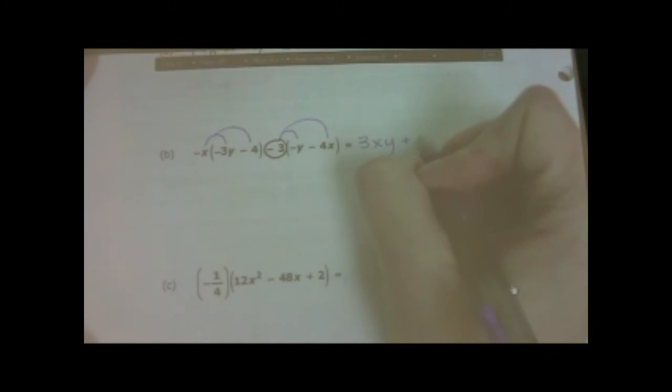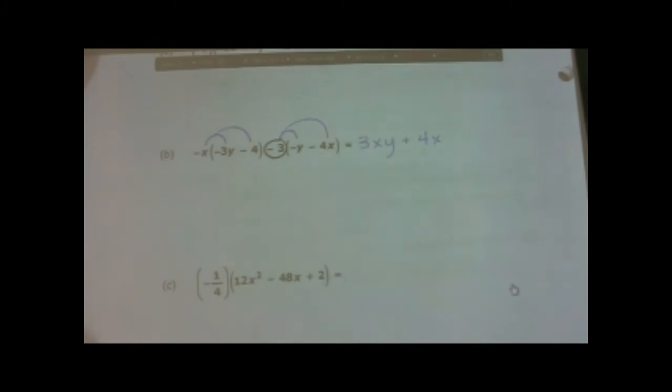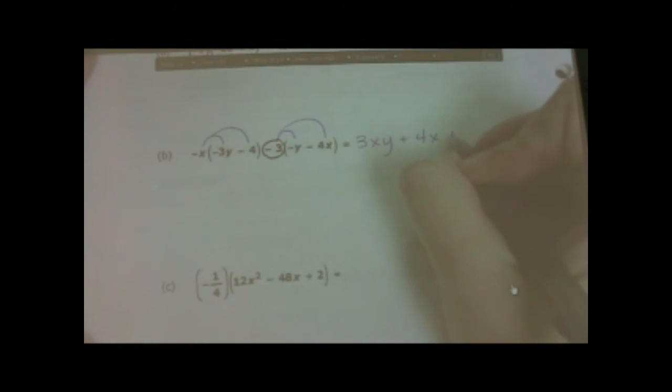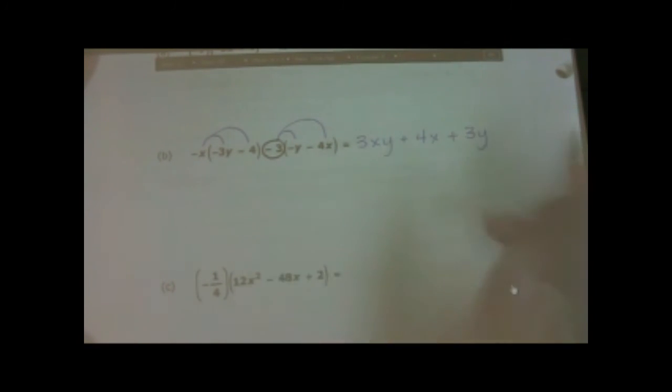Then I've got negative x times negative 4 is positive 4x. I've got negative 3 times negative y gives me positive 3y. And negative 3 times negative 4x gives me positive 12x. Now, when you finish distributing, you should always look for like terms.